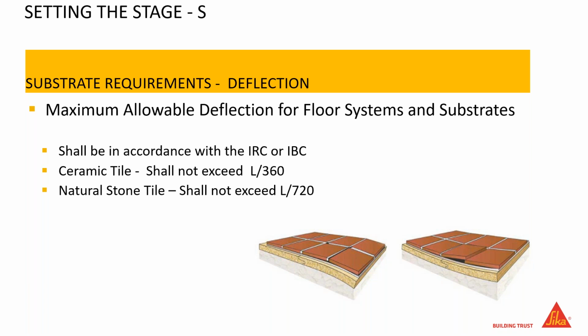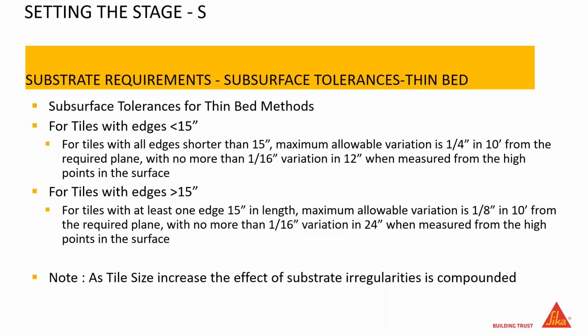Are they in accordance with IRC or IBC? Ceramic tile shall not exceed L over 360, natural stone L over 720. So we don't know our tile yet, so we don't know where we need to be within those parameters. But one of the things we need to start looking at for the upstairs laundry room and bathroom is the deflection in the floors. Is there deflection present? And what are we going to need to do about that?